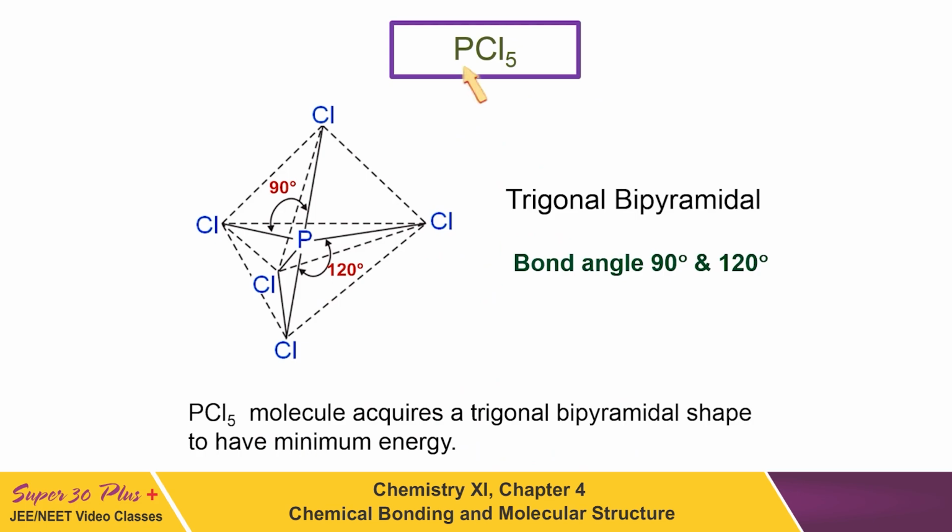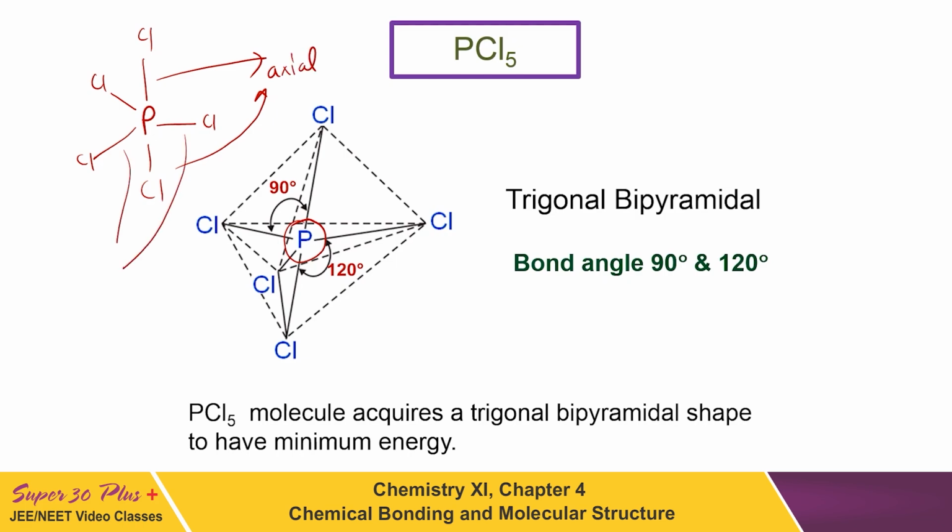Here is PCl5, 5 electron pairs, which are bond pairs, arranged around the phosphorus atom, and the bond angles look like this in a clearer picture. What are these 2 bonds called? They are called axial bonds, and these 3 bonds are equatorial, right? So it acquires a trigonal bipyramidal shape.